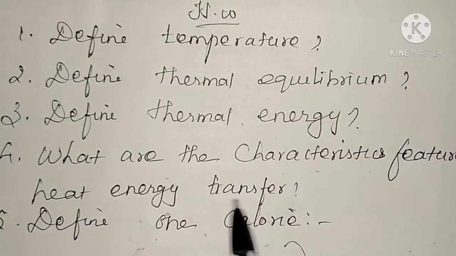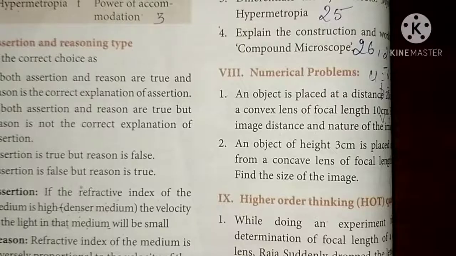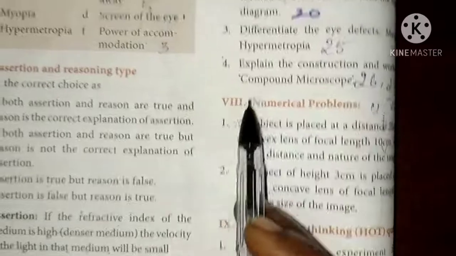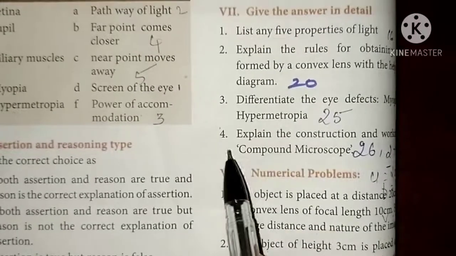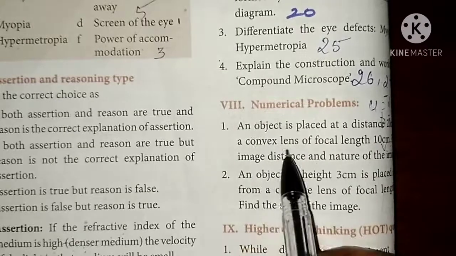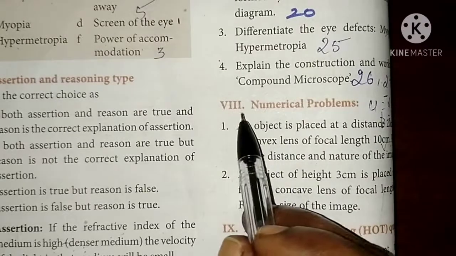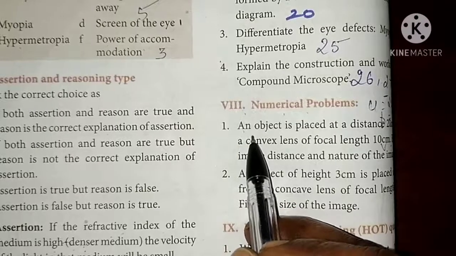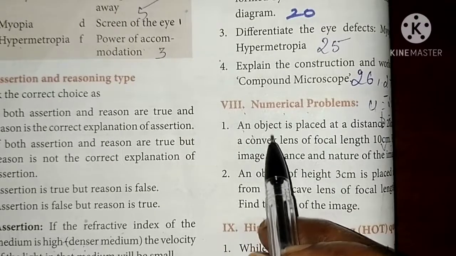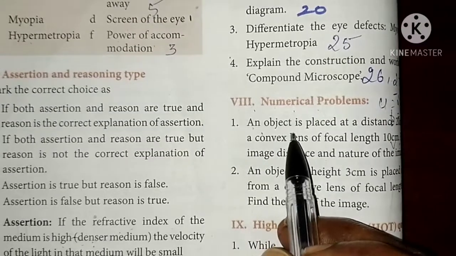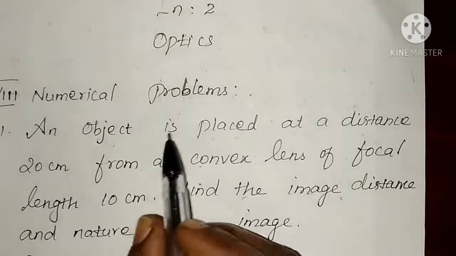Okay. Now all of you take page number 30. Last class we discussed up to this Roman letter 7. So Roman letter 8 and 9 again we have to do. Roman letter 8, numerical problems, in that the first question. Okay, we are going to do it now. So take your class note and write this problem. Have you all written this problem?